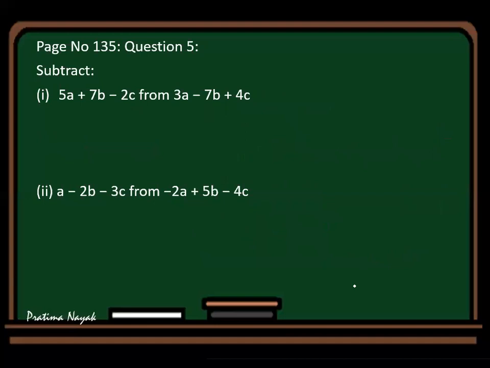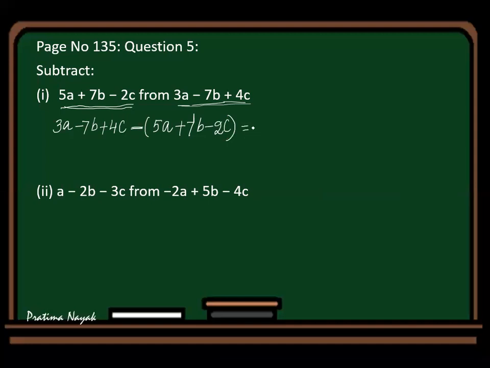Next question. Question number 5, subtract 5a plus 7b minus 2c from 3a minus 7b plus 4c. That means one trinomial will be subtracted from another trinomial. No problem. Same concept. So 3a minus 7b plus 4c. Then the subtraction sign. Then put the expression which will be subtracted, 5a plus 7b minus 2c.